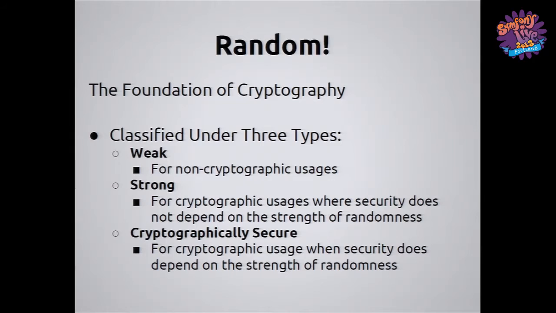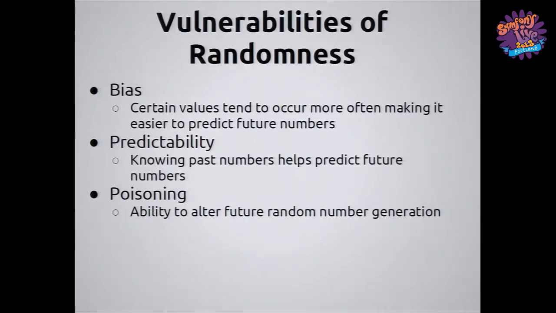There's strong random, which basically looks random and is actually random. It's very difficult to predict. And the final type is what we call cryptographically secure, which means it's practically impossible for an attacker to predict, alter, or change. So what are the differences between these 3?